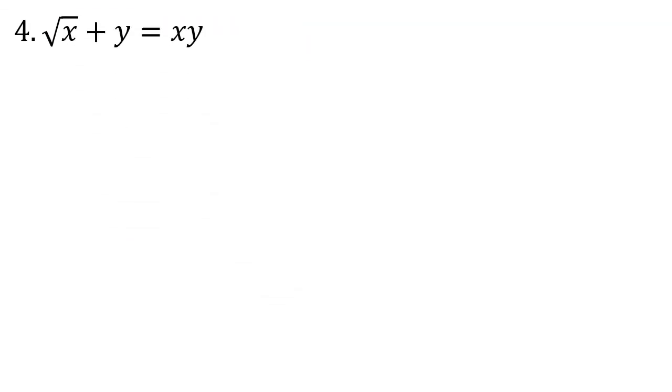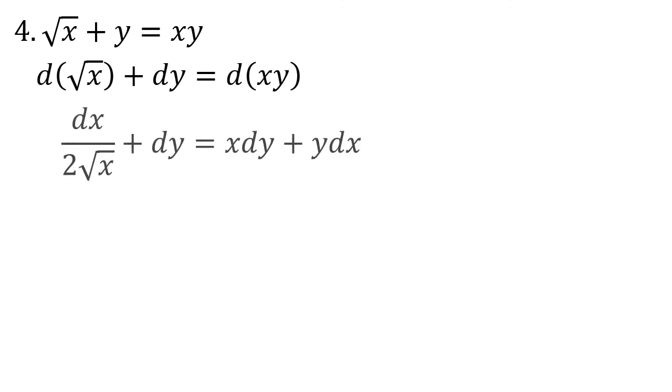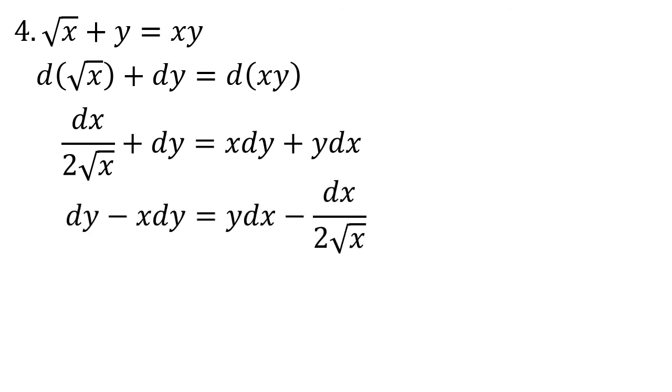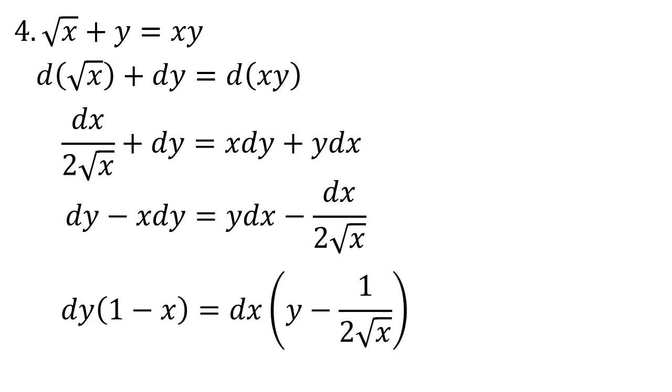For number 4, we have square root of x plus y equals xy. So get the derivative of each term. So this will become dx over 2 square root of x plus dy equals x dy plus y dx. As you can see here, a little bit of a shortcut. Okay? You know what to do here for sure. So this will become dy minus x dy equals y dx minus dx over 2 square root of x. Okay? Then factor out dy and dx. So this will become dy times 1 minus x equals dx times y minus 1 over 2 square root of x.